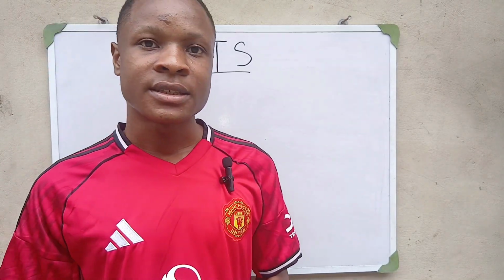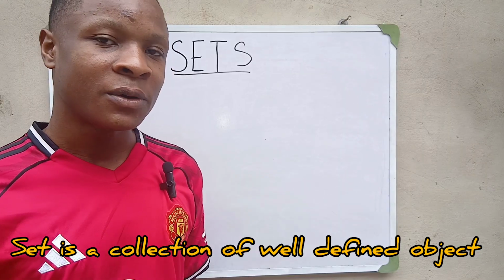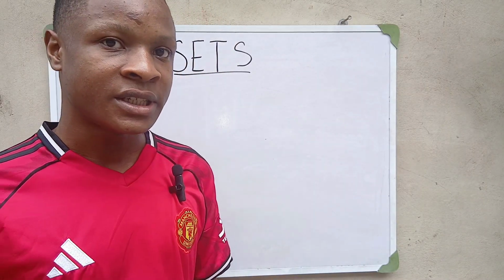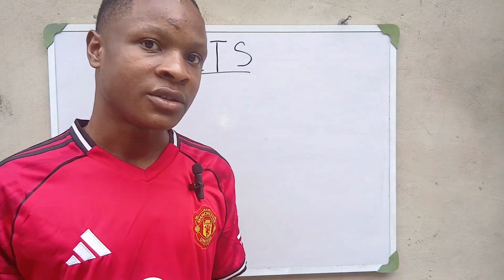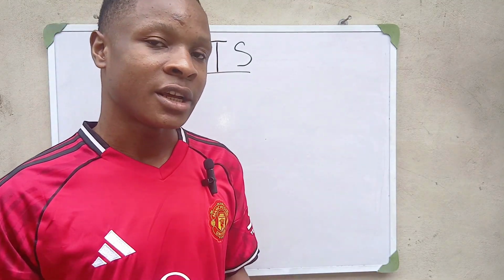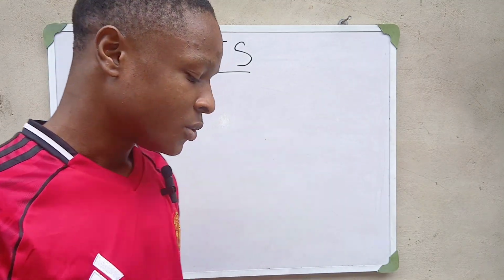So what is a set? A set is a collection of well-defined objects. These objects are the elements of the set. The objects are written in small letters, while the set is written in a capital letter. Then the set is enclosed with curly brackets or braces. So what do I mean?